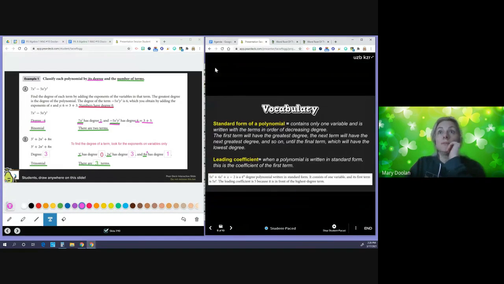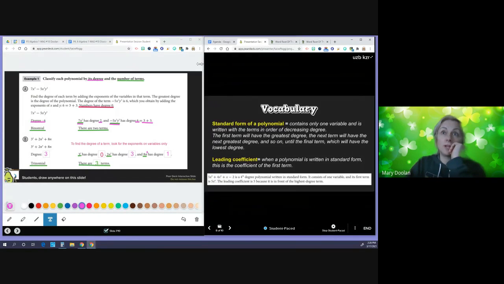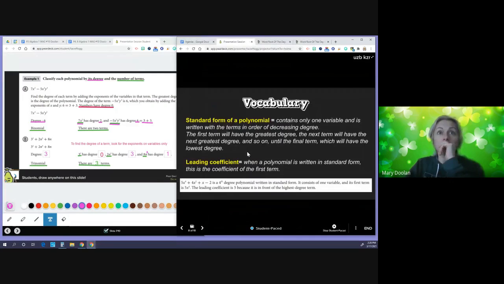So this next slide here is more vocabulary. This is the last vocab slide. Okay, so 2 new terms. Standard form of a polynomial. This is our learning goal. Standard form of a polynomial contains only one variable and is written with the terms in order of decreasing degree. The first term will have the greatest degree. The next term will have the next greatest degree, and so on, until the final term, which will have the lowest degree.